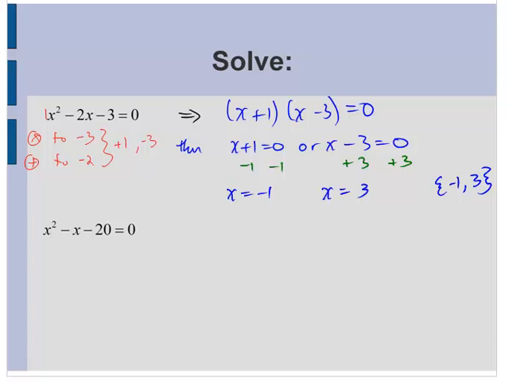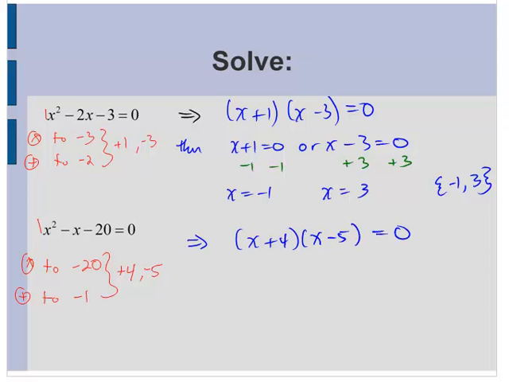Why don't you try the next one on your own? All right, x squared minus x minus 20 equals 0. No common factor there, and the lead coefficient is 1. So let's find a pair of numbers that multiplies to negative 20 and adds to negative 1. 4 and 5 is the pair that I want here, a positive 4 and a negative 5. So then I would write this as (x plus 4)(x minus 5) equals 0.